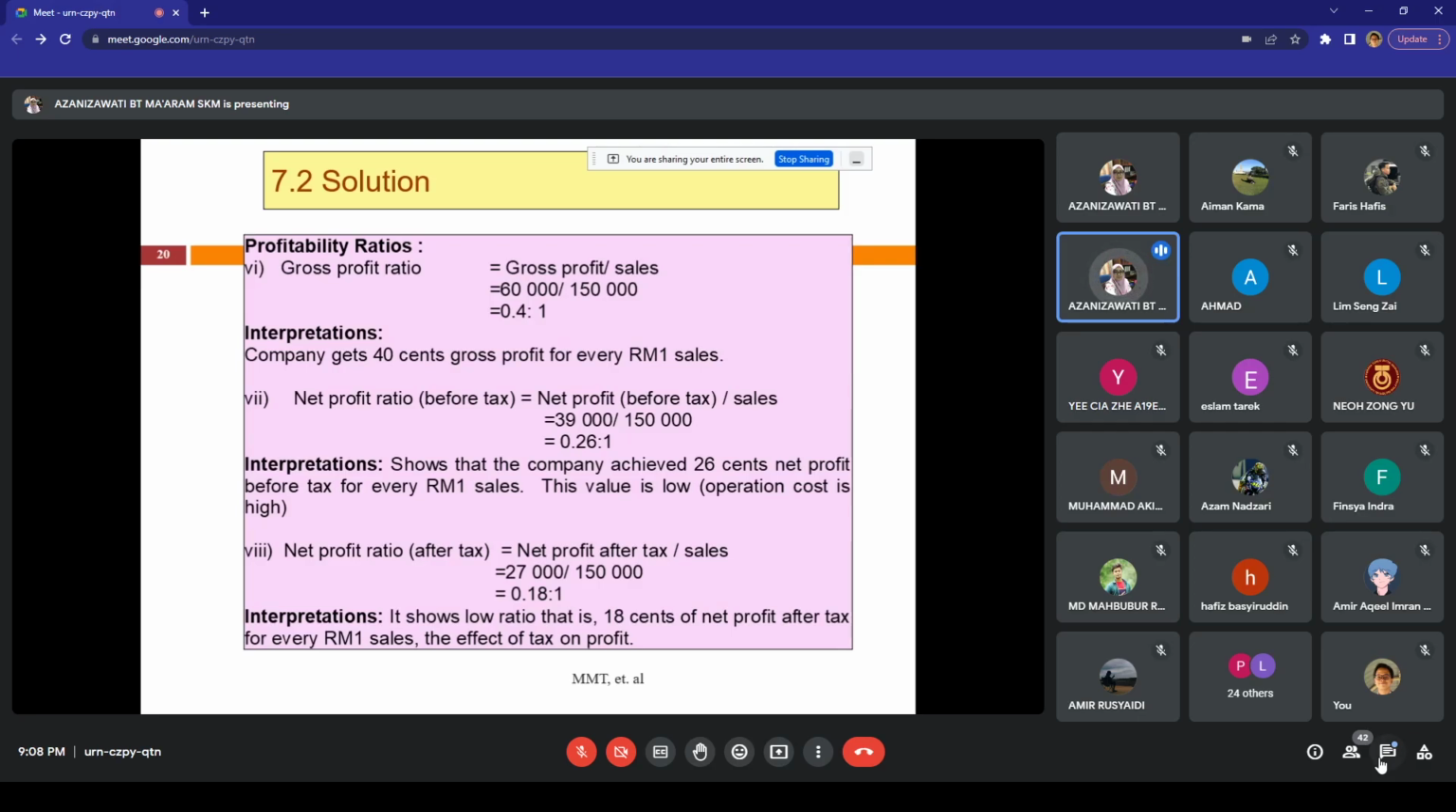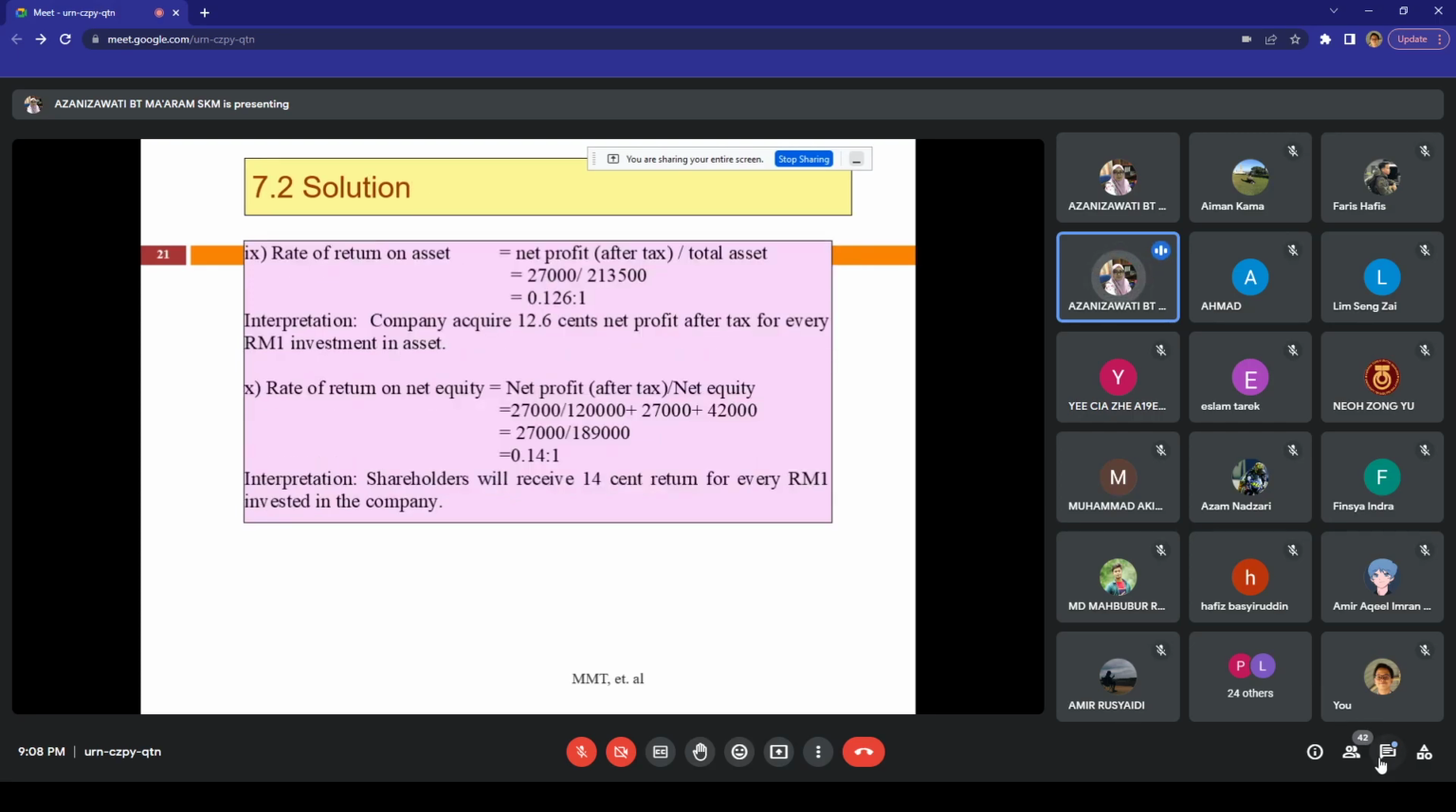Similar with other ratios, the profitability ratios: net profit ratio before tax and net profit ratio after tax, and then rate of return on asset as well as rate of return on net equity. You don't need to memorize all the formulas because this is open book. Just know which value you need to consider in order to calculate the ratio, as well as the interpretation.